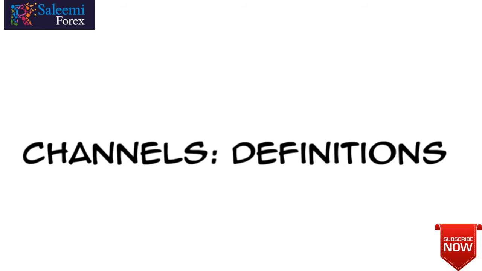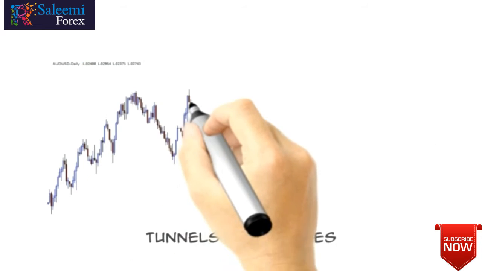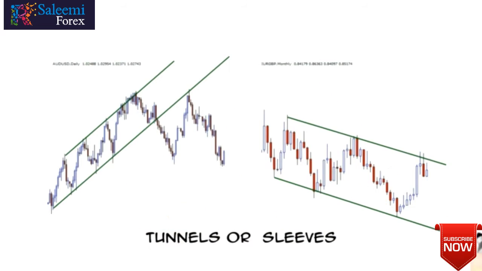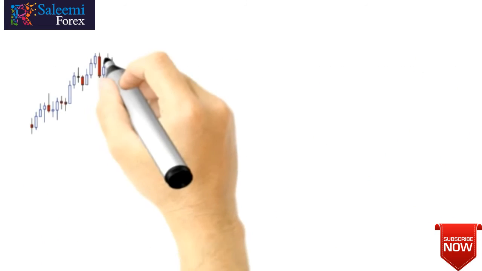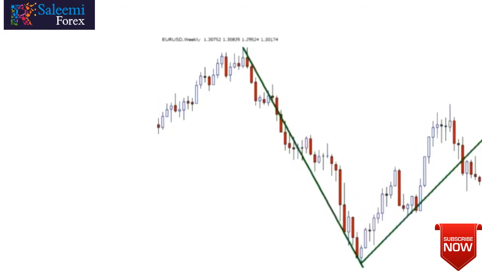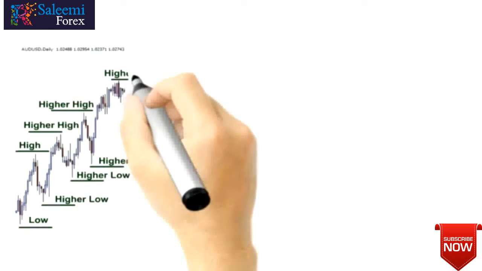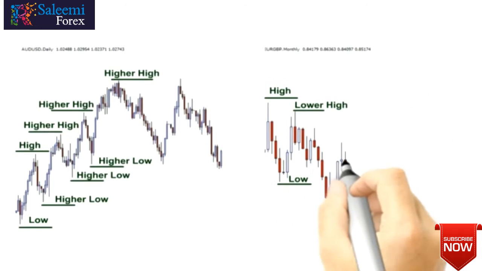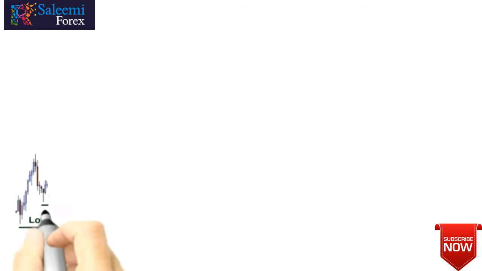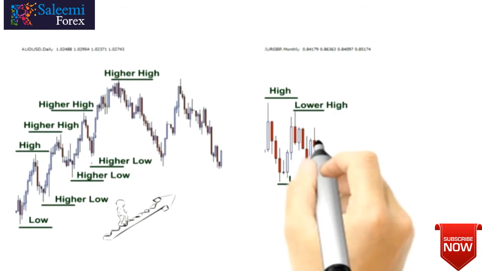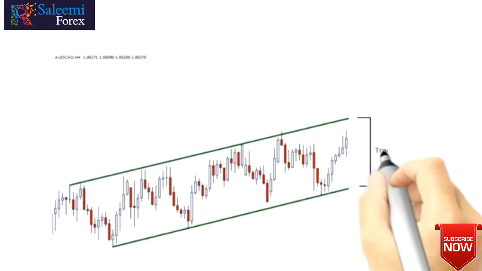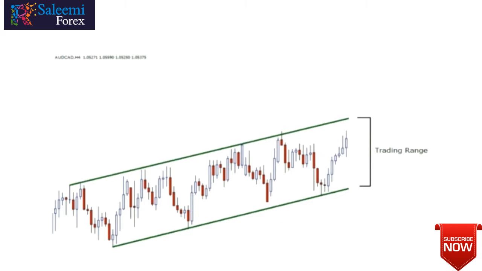As the name suggests, channels, aka tunnels or sleeves, are parallel trend lines that surround a rising or falling trend at an angle, in a width that not only captures the overall slope of the trend like a single trend line, but also encompasses most or all of the price range, that is, most of the higher highs and higher lows that define an uptrend, or lower highs and lower lows that define a downtrend. Again, the goal is to best describe the overall slope and price range.